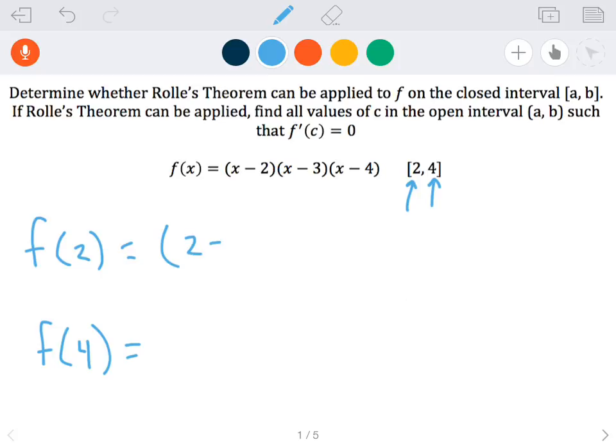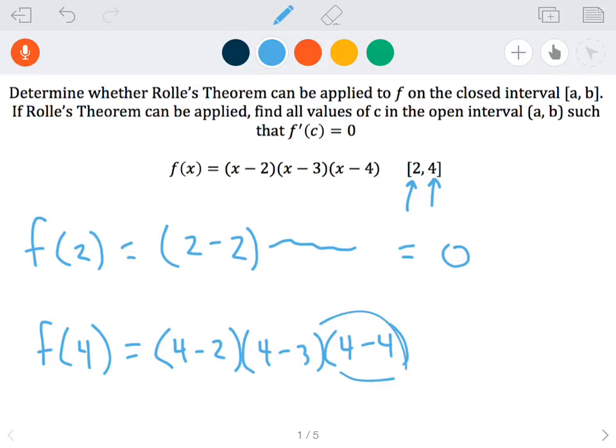So if I plug this in, I'm going to get 2 minus 2, which, oh, by the way, is 0, so it doesn't matter what all this is, it's going to be 0. If I plug in 4, I've got 4 minus 2 times 4 minus 3 times 4 minus 4. Oh, look, that's 0, so it doesn't really matter what all this is. I'm going to get 0. It's a complete coincidence that these are both zeros. It could have been any number as long as they match, then Rolle's theorem applies. It doesn't have to be 0. It can be any y value, but as long as these two values match, then Rolle's theorem can be applied. So that first part is done.